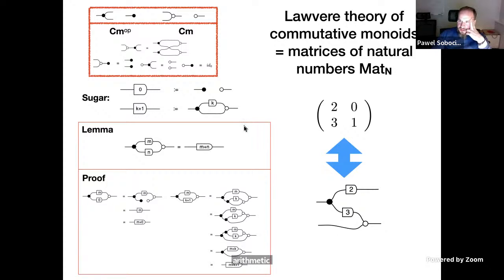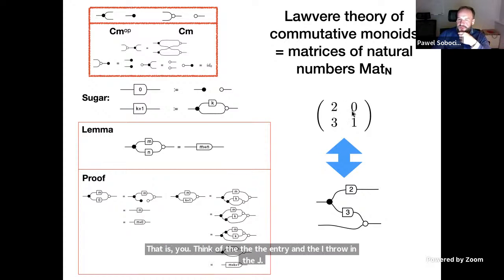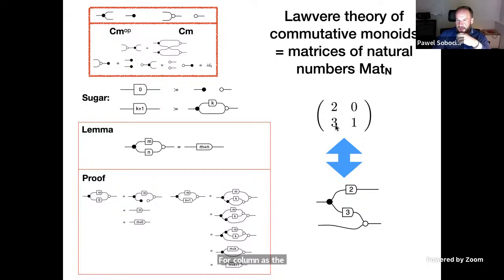And if you now consider diagrams with more than one wire on the left and one on the right, it turns out that these are precisely in one-to-one correspondence with matrices over the natural numbers. The way to see that is you think of the entry in the ith row and the jth column as the paths from the jth input to the ith output. Here, for example, we are in the first column, so we are looking at the first input, second row, second output, and this is a 3, so there should be exactly 3 paths. And so this is the correspondence.